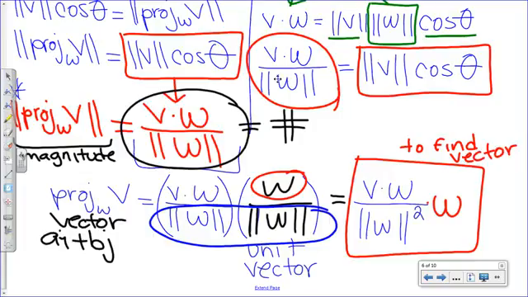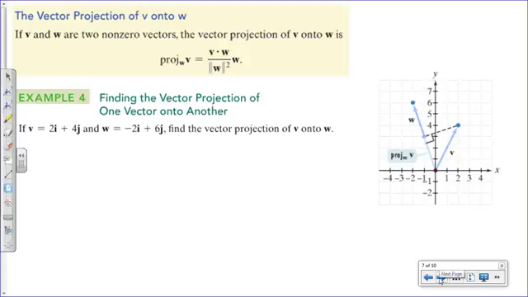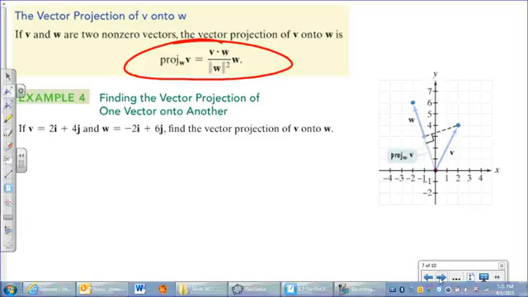And remember, the way we call it is the projection of V onto W. Okay, so let's go ahead and answer the first problem related to this. And so we have the formula here. You do not need to memorize it. I will have that formula on the test.